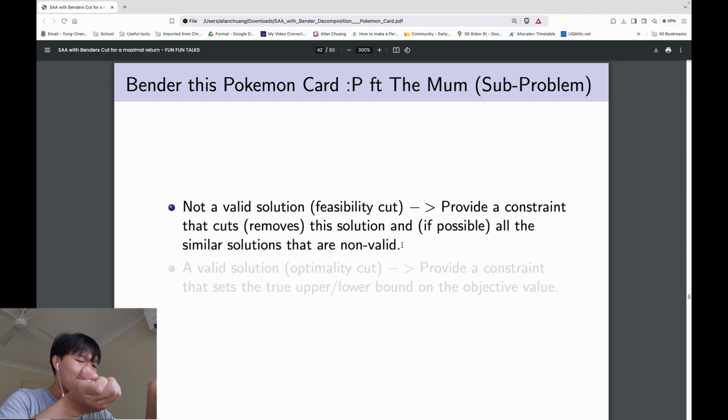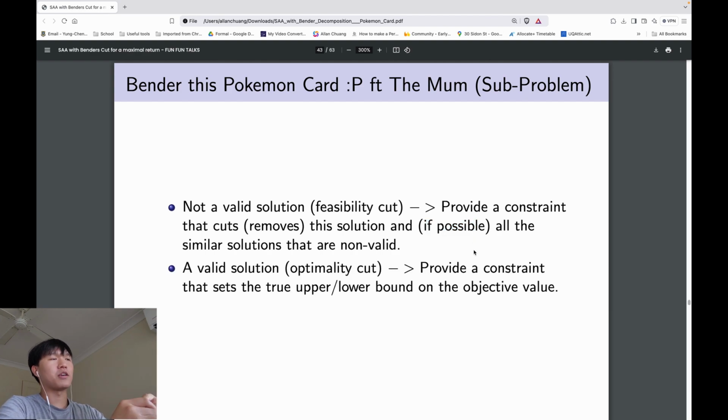That kind of means that, if solution A and B are very similar and we know A isn't valid, if we can derive a logical concept that if A isn't valid then B isn't valid, then we're going to generate a card that removes both A and B. But note how I say in brackets, if possible, so this might not always be possible, but it would be good if you can give it a feasibility card that removes both invalid solution A and B. And if it's not possible, then just remove solution A for now.